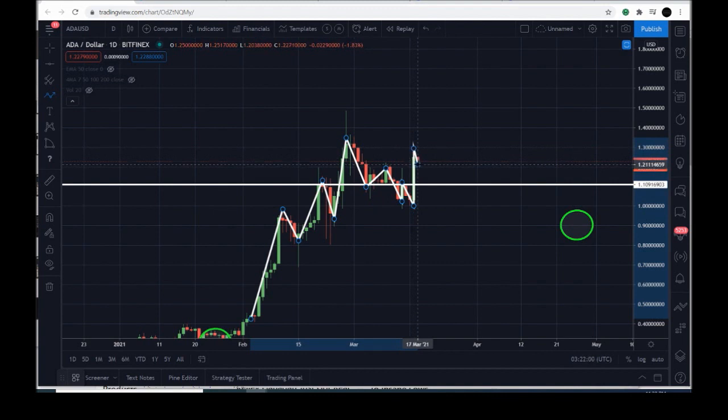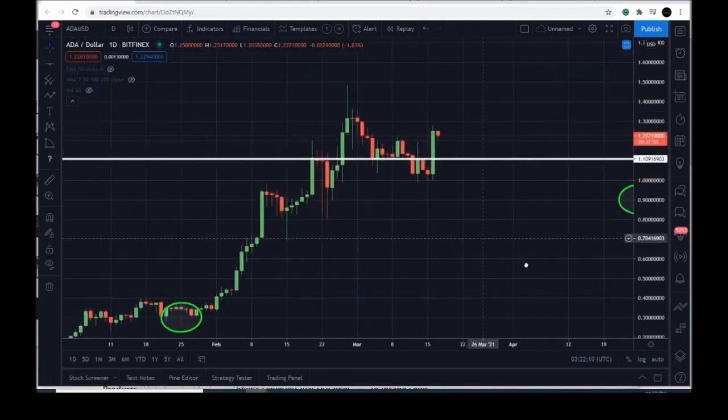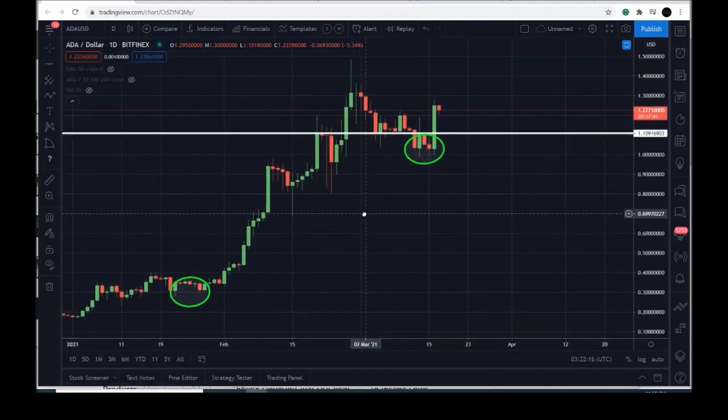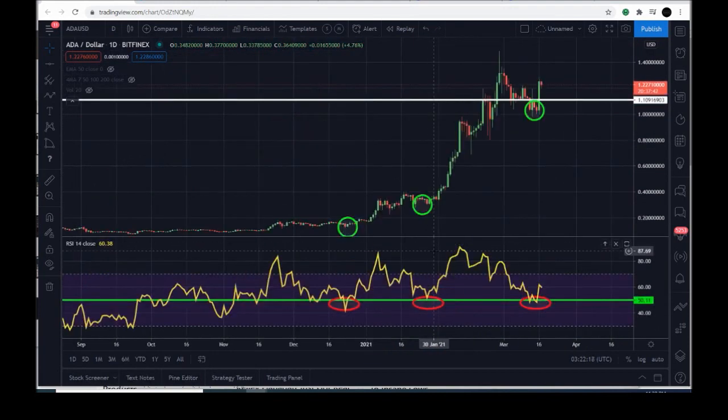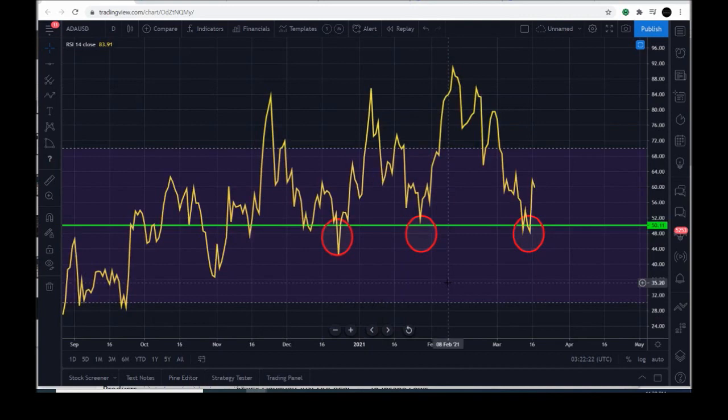And now the buyers are trying to maintain their overall control in this market, because it's clear to anyone who can see that ADA is in a very beautiful uptrend. Let me put this circle back, and hopefully this isn't a long video. I just want to show you guys something interesting that I found in comparison to the RSI and the price action.